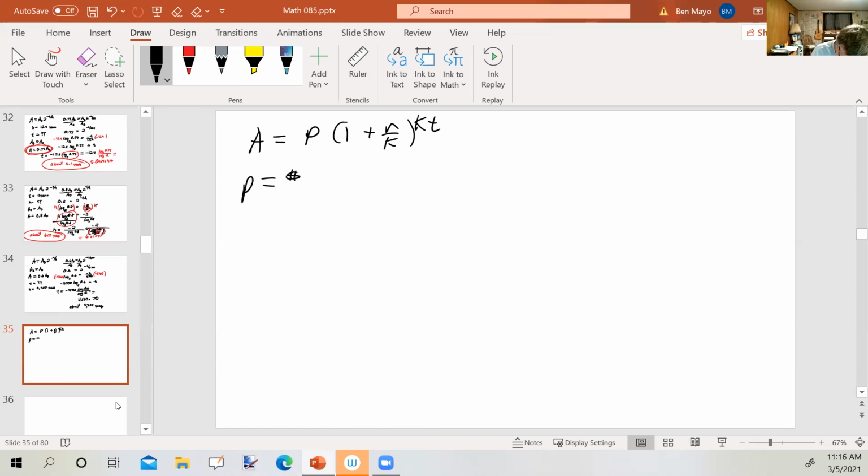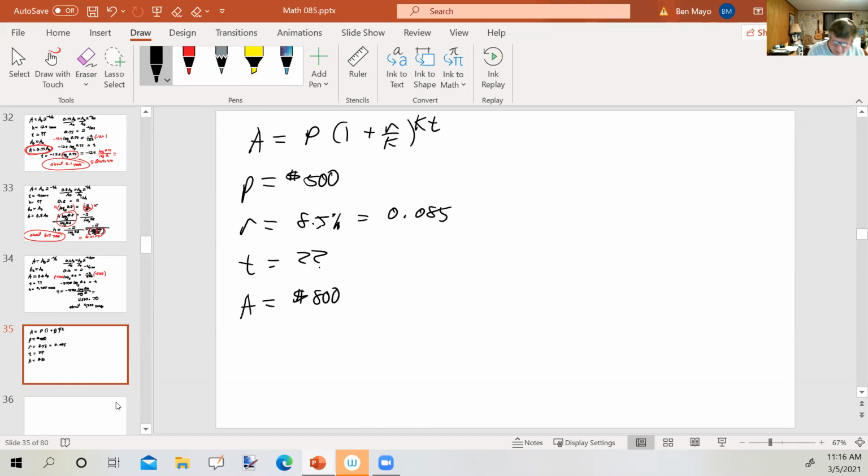$500 is deposited in an account paying 8.5%, so that's 0.085. How long will it take, so time is the unknown, for the account to increase to $800? So we know the starting amount, $500, the ending amount, $800, the interest rate. Oh, what have I forgotten? Okay, it says compounded semi-annually. So that's twice. Once it'd be annually, twice semi-annually, 4 times quarterly, etc.